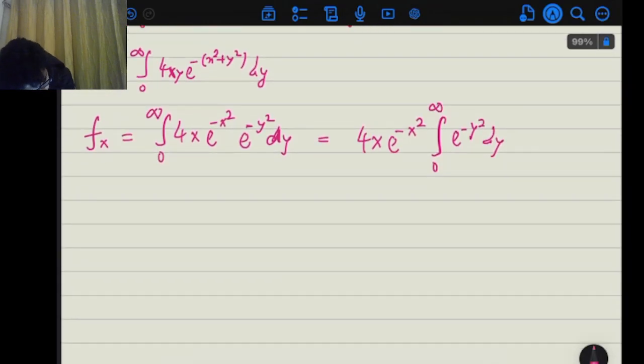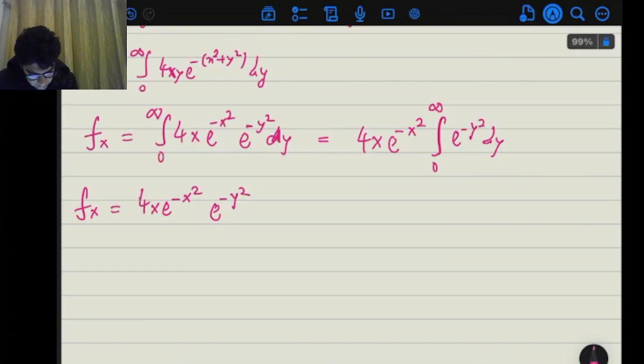This will fetch me f of x is equal to 4x e to the power minus x square times the integral of e to the power minus y square, from 0 to infinity. Let me see, e to the power minus y square.